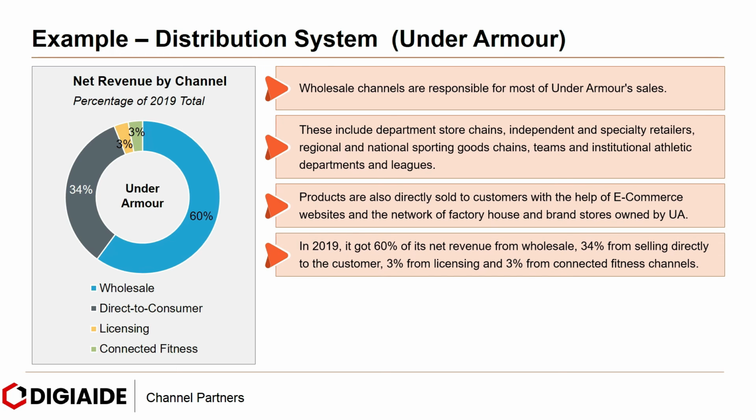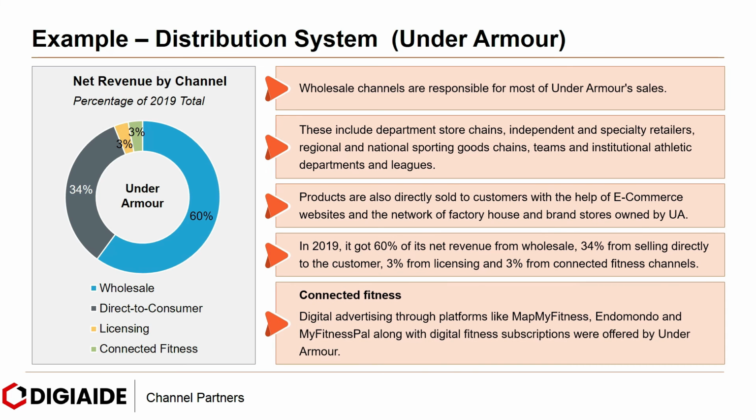In 2019, it got 60% of its net revenues from wholesale, as stated above, 34% from selling directly to the customer, 3% from licensing, as marked in yellow, and 3% from connected fitness channel, marked in green. Connected fitness, as stated, is nothing but digital advertising through platforms like MapMyFitness, Endomondo, and MyFitnessPal, along with digital fitness subscriptions which are offered by Under Armour.